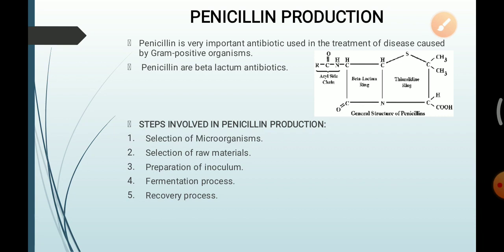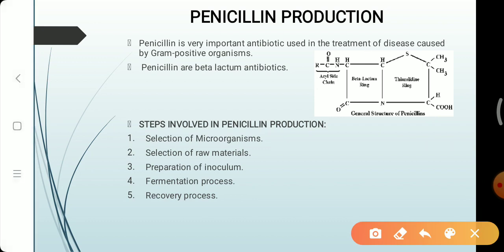Now we will look at the introductory part. Penicillin is a very important antibiotic used in the treatment of diseases caused by gram-positive organisms. Towards gram-positive organisms, it has a bactericidal activity. Penicillins are beta-lactam antibiotics that inhibit the cell wall synthesis of gram-positive organisms.